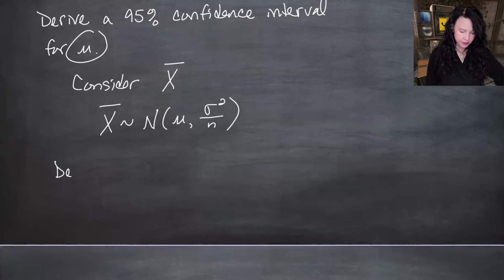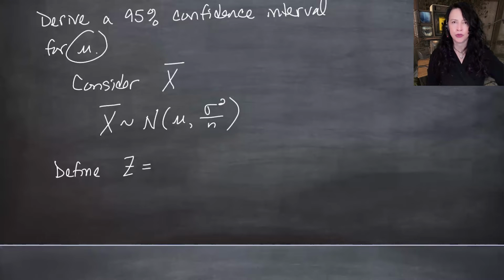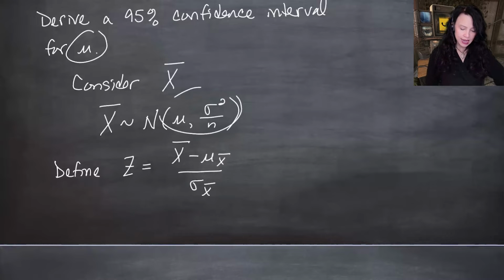Let's define a new statistic, Z. I want to standardize this and turn it into a standard normal. So I'm going to take X bar and subtract the mean for X bar and divide by the standard deviation for X bar, which in this case would be X bar minus mu over sigma over the square root of N. Usually we just go right there.